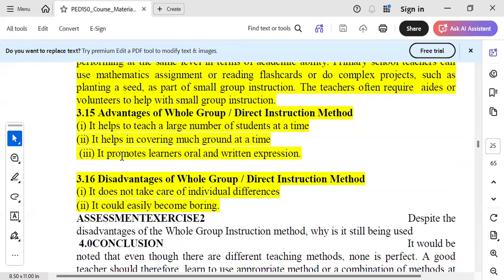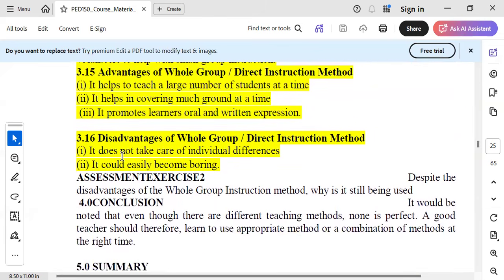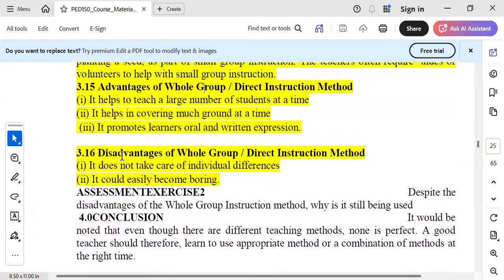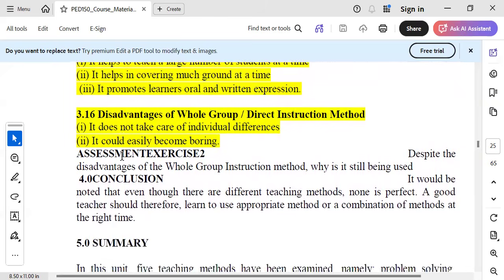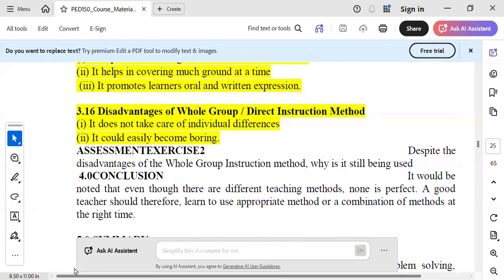That is the advantage. For the disadvantages of whole group, it does not take care of individual differences and could easily become boring.